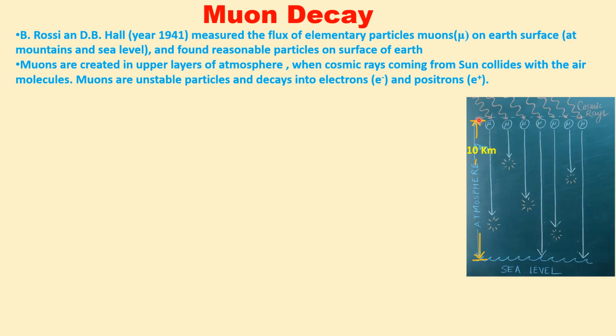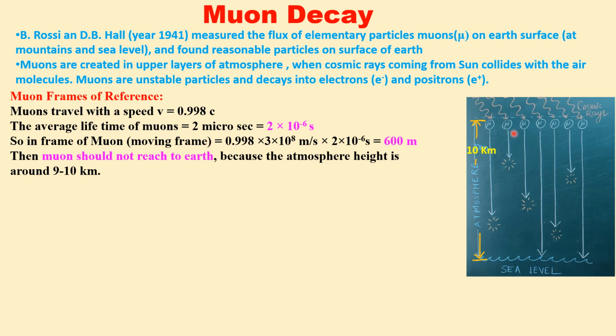And these particles should not reach up to the surface of Earth because their decay time is very small. In the frame of reference of this particle, it can travel only up to 600 meters, because the speed is 0.998c, and the average life of these muon particles is 2 microseconds, which means 2 × 10^-6 seconds. So in the frame of reference of the muon, it can travel only v × t, and that is 600 meters.